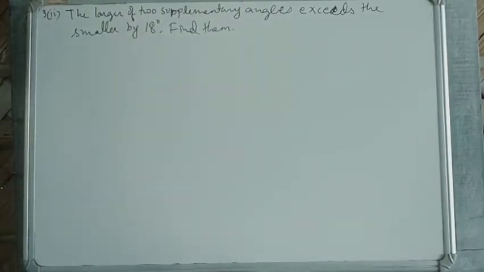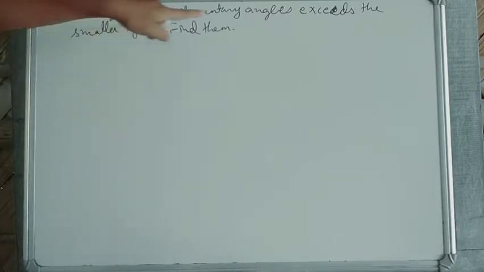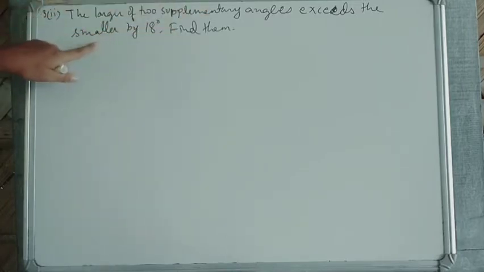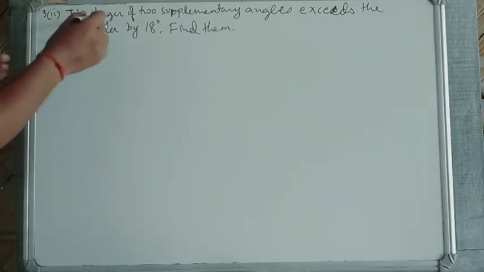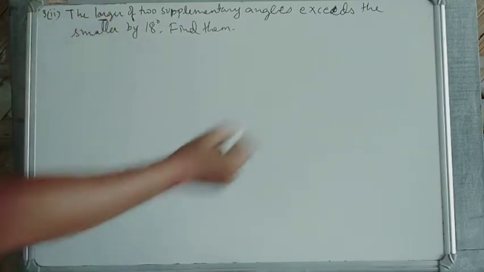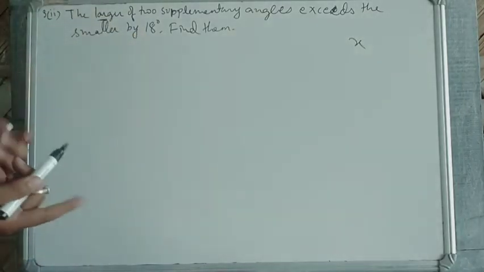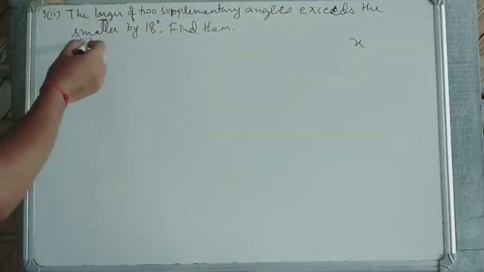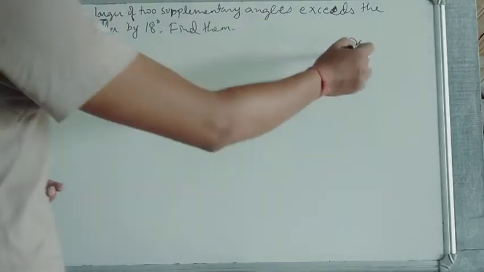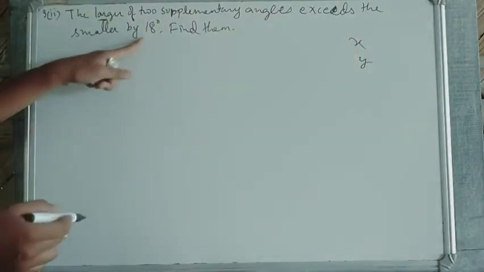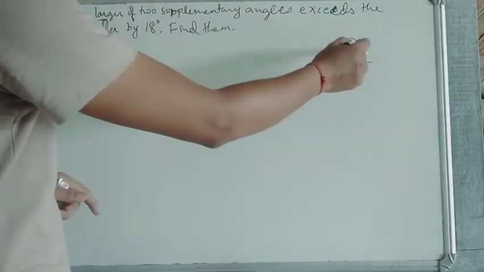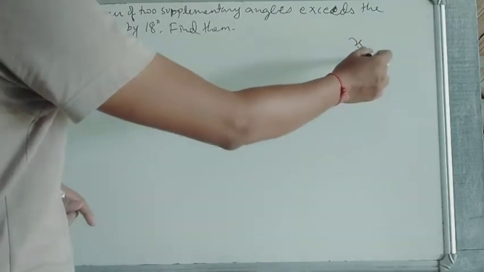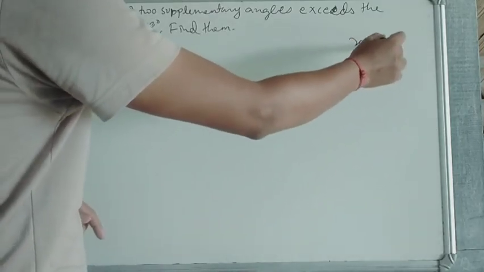So in question number 3 part 2, what is your question? The larger of the two supplementary angles exceeds the smaller by 18 degrees. So one thing we are getting, that the larger, suppose we take x, exceeds the smaller. So smaller, suppose we take y. So exceeds how much? 18. So this is 18 more than this one. So x equals y plus 18.